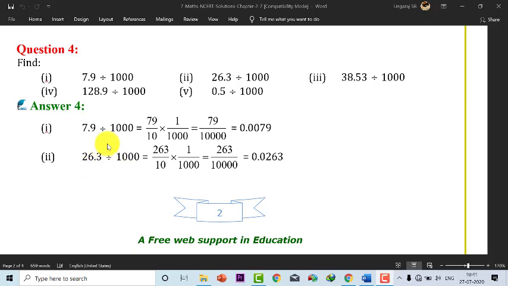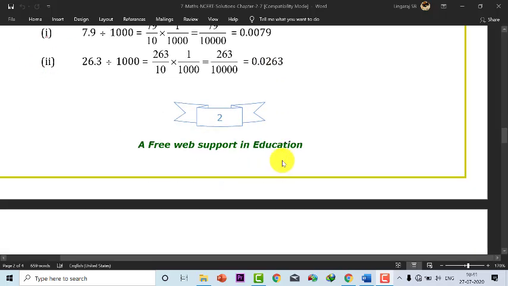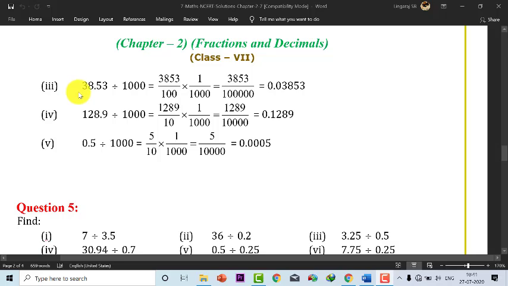26.3 in fraction form is 263 by 10, and the inverse of division is multiplication, and the reciprocal of 1000 is 1 by 1000. 263 into 1 is 263, 10 into 1000 is 10,000. So the decimal form of this 263 by 10,000 is 0.0263. Next, we move to question number 3 here.